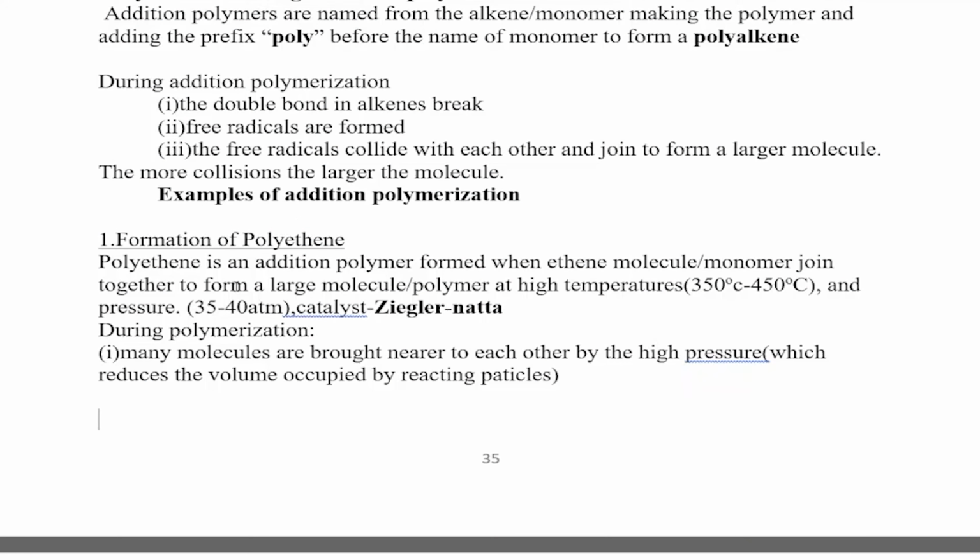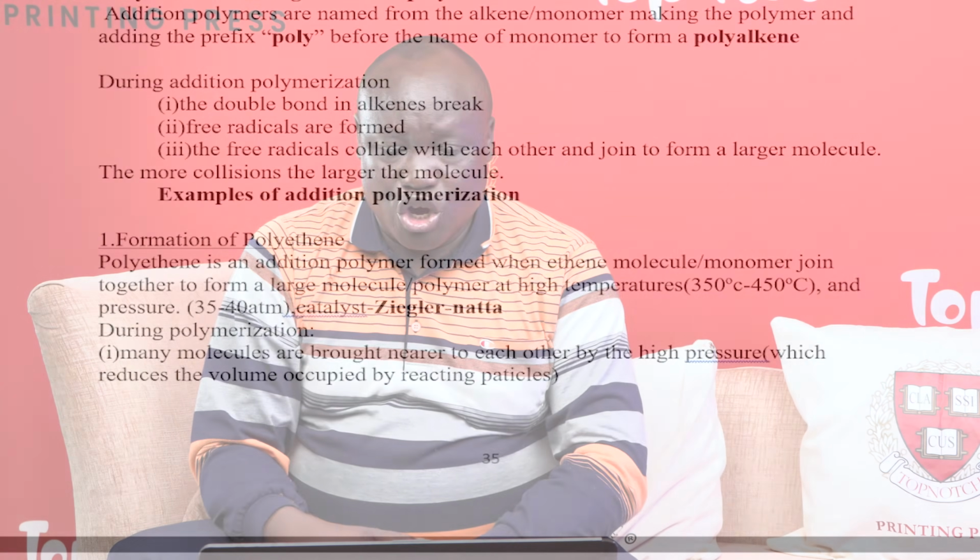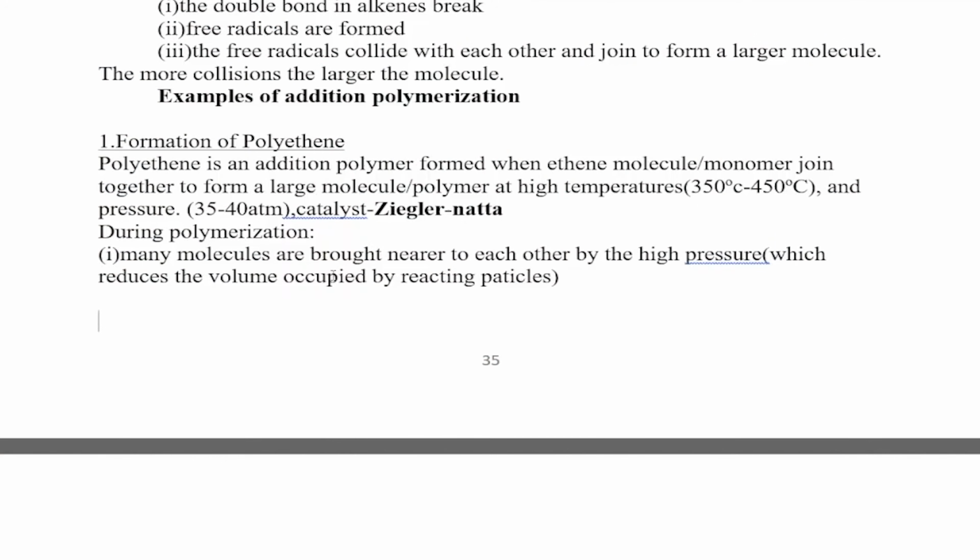During addition polymerization, we need a temperature of between 350 to 450 degrees Celsius. We need a pressure of 35 to 40 atmospheres. And we also need a catalyst, which is called Ziegler-Natta. Those are the three conditions for addition polymerization to take place.